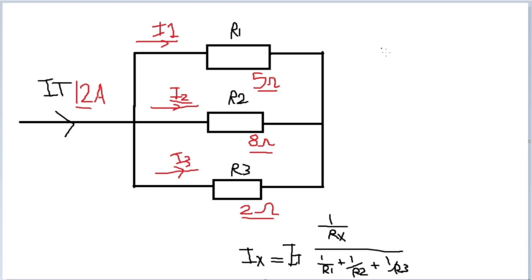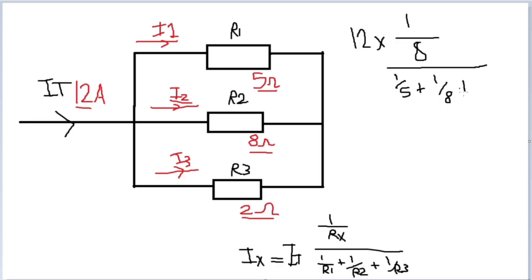Which is I total, which is 12, multiplied by 1 over 8 ohms, because it is the resistance of the resistor in the same branch as the current we want to find. So it's 1 over 8, divided by 1 over 5 plus 1 over 8 plus 1 over 2. And then we would find I2.